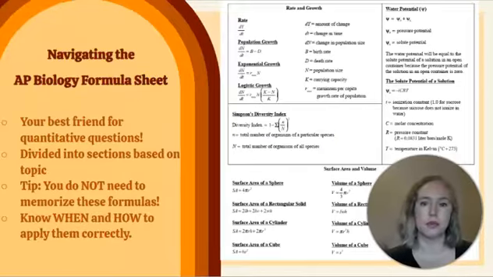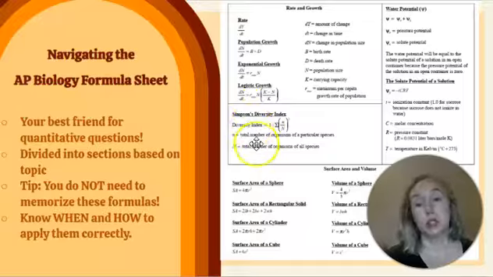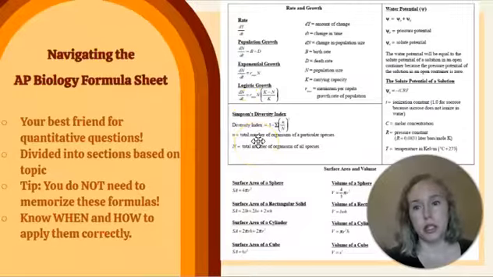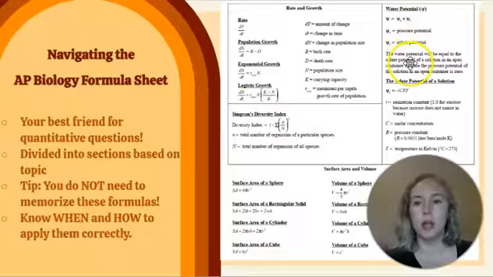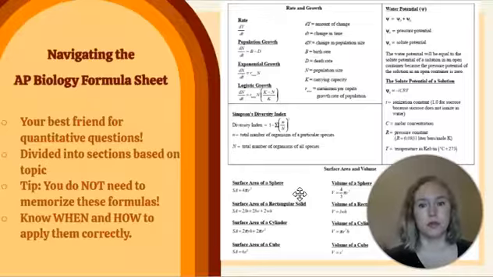On the second page, we have equations for rate and growth, which you'll especially need for population dynamics. Again, it defines all the variables. Simpson's diversity index, which will help you understand biodiversity. On the right, this whole column with water potential and solute potential is part of osmosis. And then down at the bottom is surface area and volume, which will help us look at surface area to volume ratio when we're looking at cell size and the efficiency of diffusion.